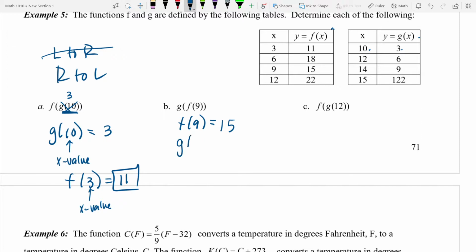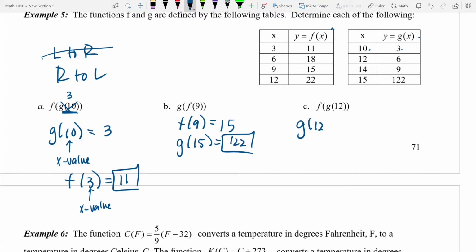So now I'm going to find g of 15. Go to the other table, which is g of x. Go to an x value of 15. What's my answer, everybody? 122. Yeah. That's it. If x is 15, y is 122. Let's do the next one.